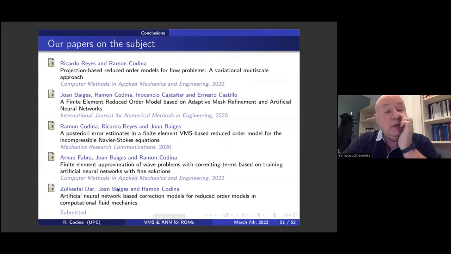So those are a few papers that we have published on the topic. The summary of the variational formulation is presented in the first paper that we published 3 years ago.